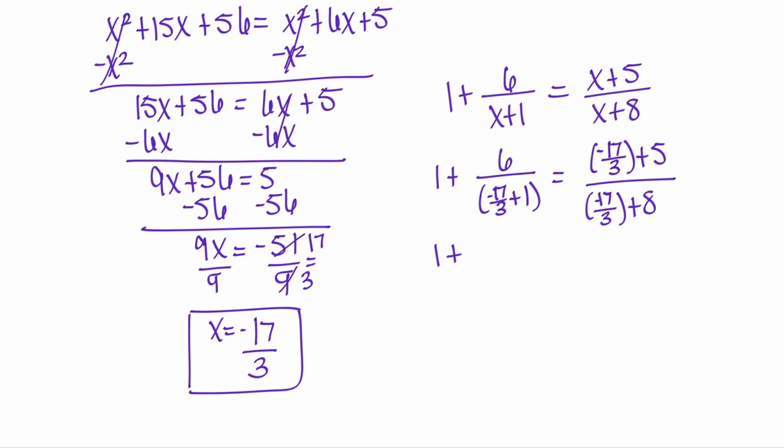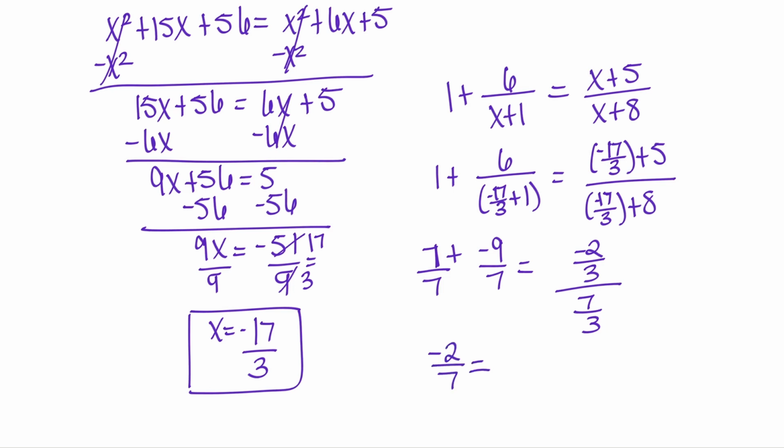And that gives me negative 9 over 7. And then on the right side, I have negative 17 over 3 plus 5, which is negative 2 over 3. And that's over negative 17 over 3 plus 8. And that is 7 over 3. So we have 1 plus negative 9 over 7. So 1 is just going to be 7 over 7. So when you add them together, we get negative 2 over 7.